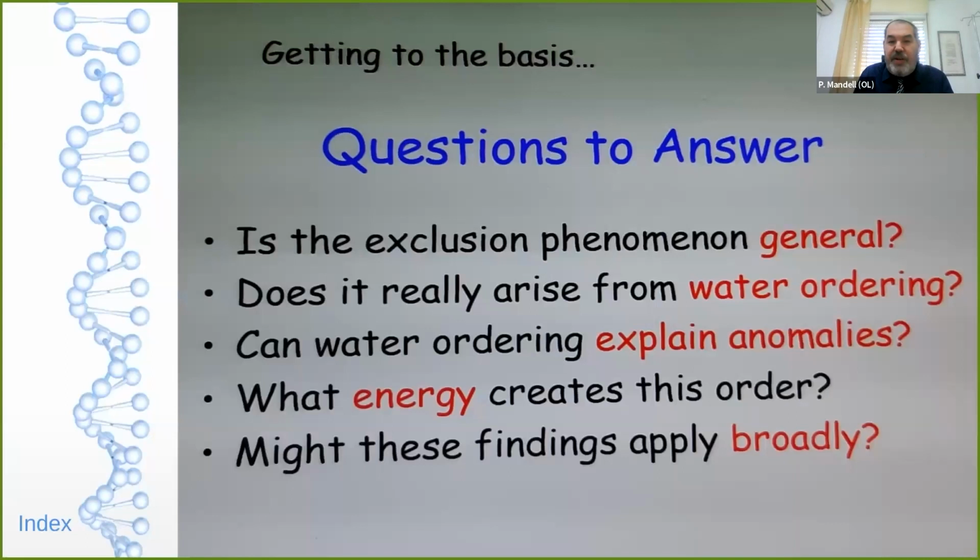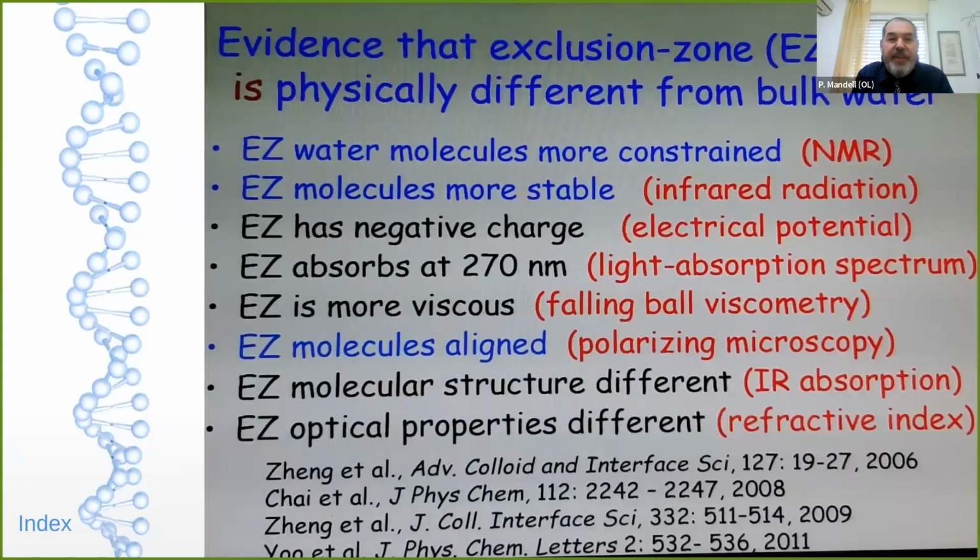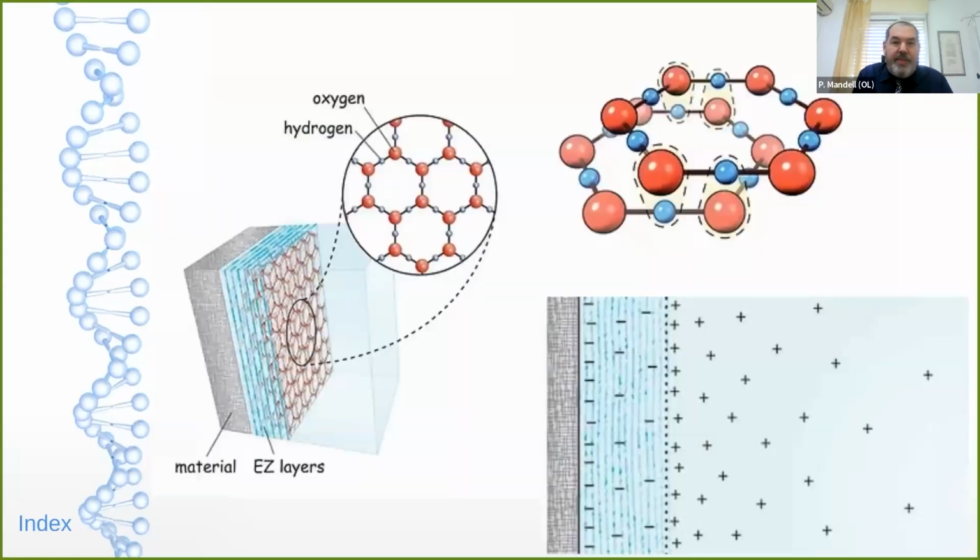Is it general? Does it really arise from water ordering, meaning clustered water? Can water ordering explain anomalies? Oh, yes, it can. And what energy creates this order? Might these findings apply broadly? And yes, and we're going to explore that. Evidence that exclusion zone water is physically different from bulk water. Okay, so yes, on all these topics, we don't have time to go one by one, but you can see them and what test was done to check the various different changes in the water. This is showing the EZ layers.